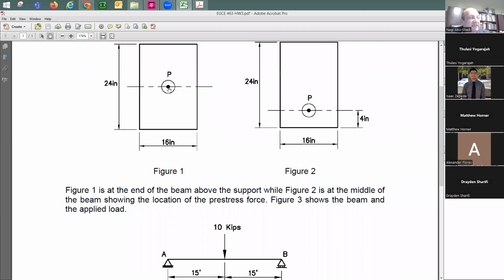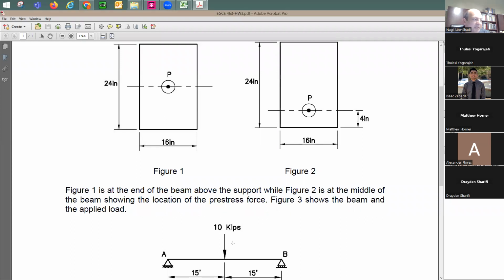All right, so actually this section has to be at the support. And this section is going to be in the middle. We discussed this, right? We said that I need the drape here, or I need the eccentricity right here in the middle to counteract the effect of this force. While at the support, I don't want to see any eccentricity.